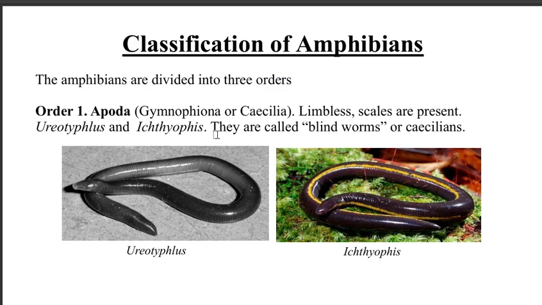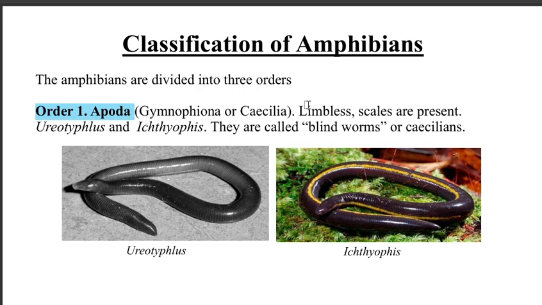Now the classification of amphibians. Amphibians are generally divided into three orders: the Apoda, Anura, and Urodela. Now the first order is the Apoda. A means absent and poda means legs. So they don't have legs.